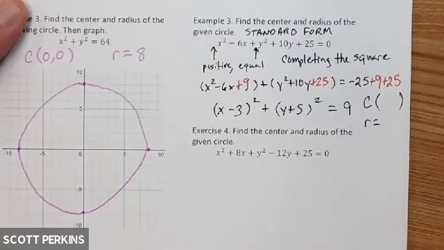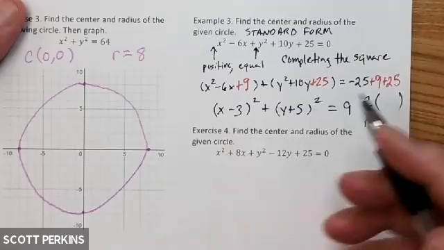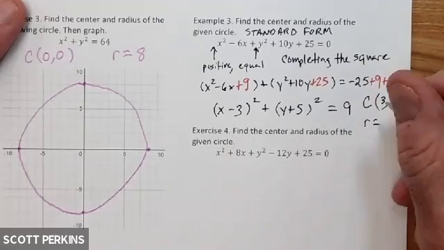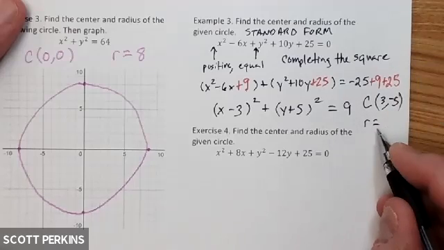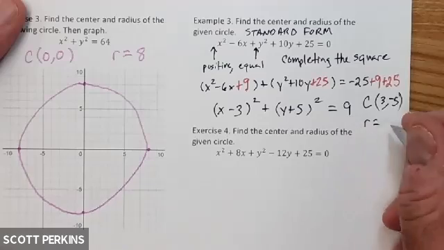Well, once you got the equation, that's the easy part. The x coordinate of the center is 3. The y coordinate of the center is negative 5. And then my radius is the square root of 9, which is 3.